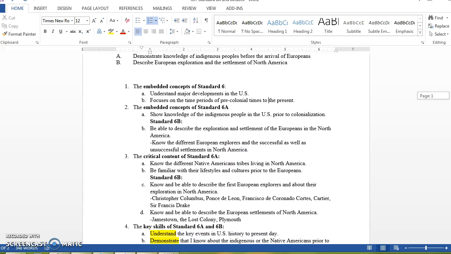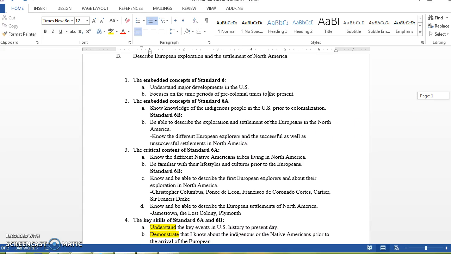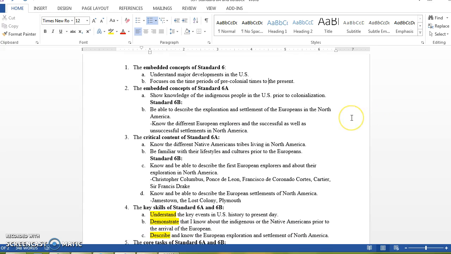Next, I'll look for the critical content of Standard 6A and 6B. I need to know the different Native American tribes living in North America, and I probably need to be familiar with their lifestyles and cultures prior to the Europeans. So how did they live and what was life like for the Native American tribes in North America?